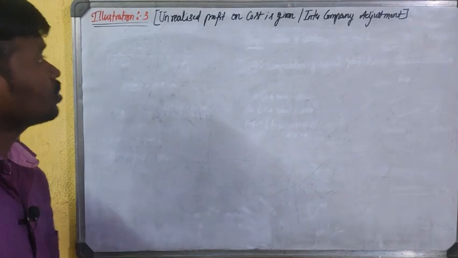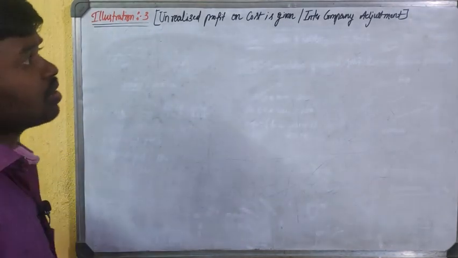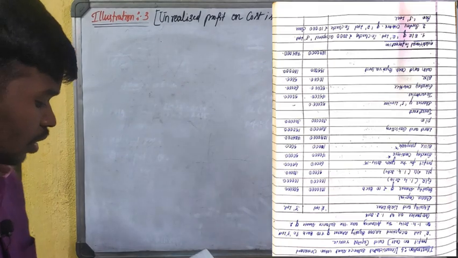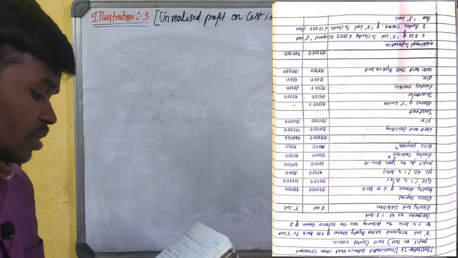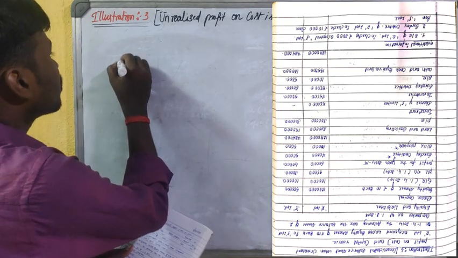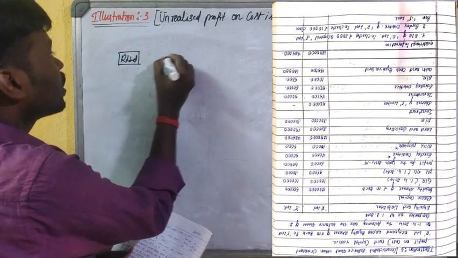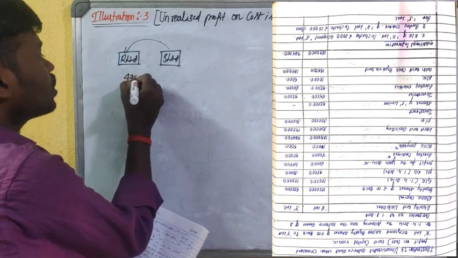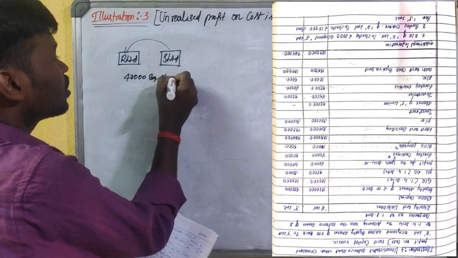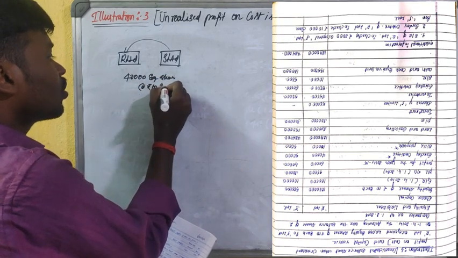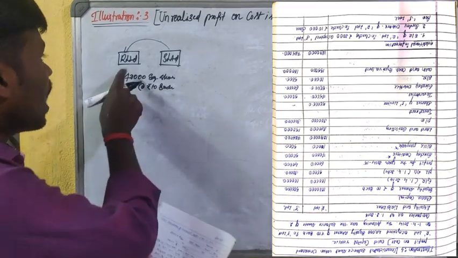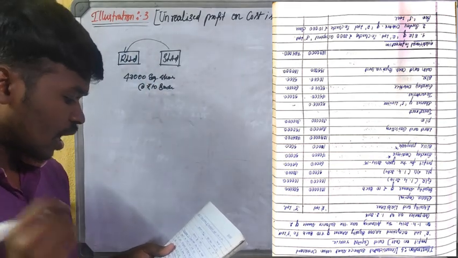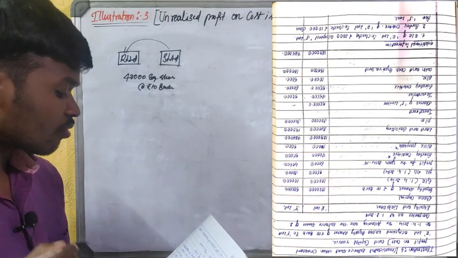See the third illustration. So this illustration is based on the unrealized profit and cost is given and also the various intercompany adjustment or intercompany transaction. Okay, so let's see the problem. R Limited acquires 40,000 equity shares of rupees 10 each in S Limited. So in this problem they have given R Limited and S Limited. Okay, so R Limited acquires 40,000 equity shares at rupees 10 each. If they say 40,000 equity shares are acquired, R Limited invests in 40,000 shares of S Limited at rupees 10 each. Okay, see, R Limited acquires 40,000 equity shares of rupees 10 each in S Limited on 1/4/2014.